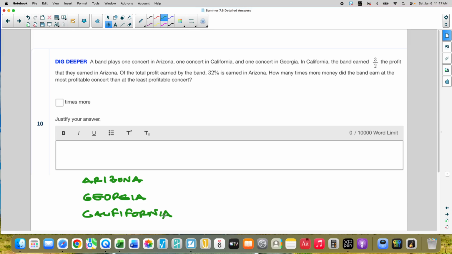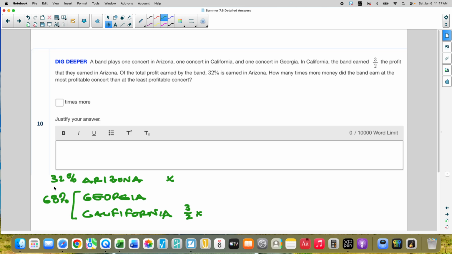The band earned 3/2 the profit that they earned in Arizona. So Arizona is x, California would be 3/2 x. Of the total profit earned by the band, 32% is earned by Arizona. Now, this is the relationship between these two. Don't get confused with this number, this is 32%. The other two are going to make up the 68%. So these two are going to be 68% of the earnings. They have to add up to 100.